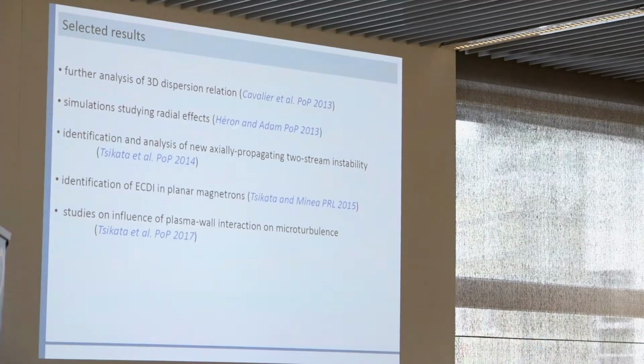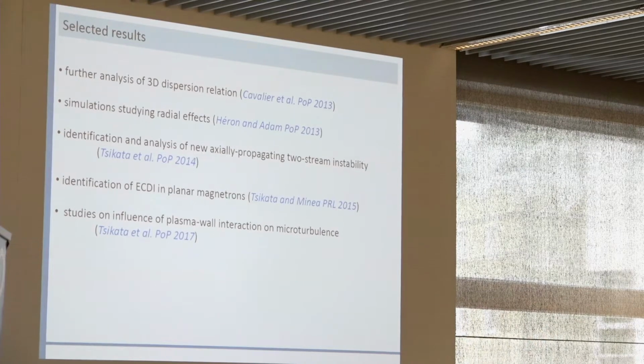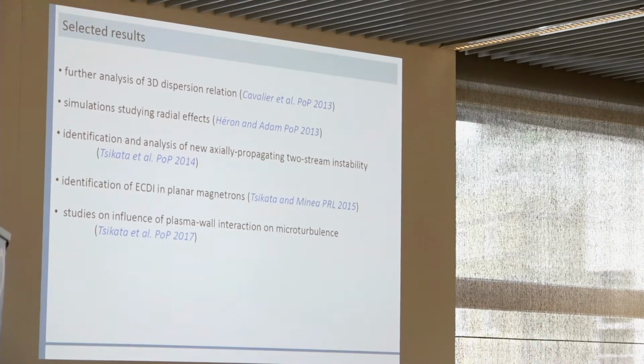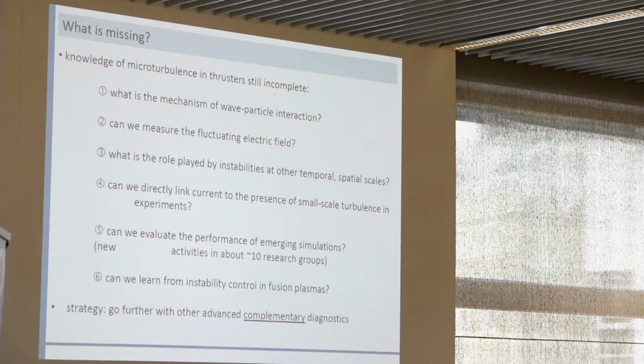And we also identified a new instability due to the presence of 2 types of ions in the axial direction. And then here we also, with colleagues in Orsay, identified this type of instability in planar magnetrons. And now we also have done some plasma wall interaction studies. But overall, we got a lot of information from the application of coherent Thompson scattering.